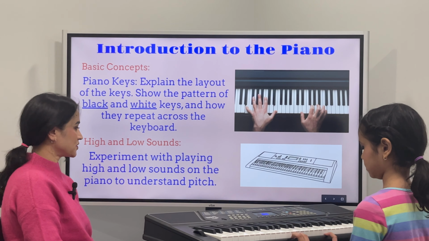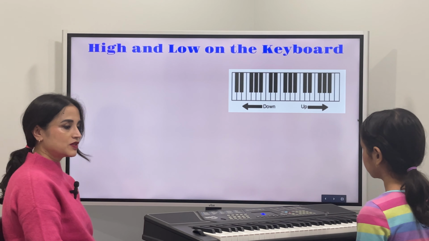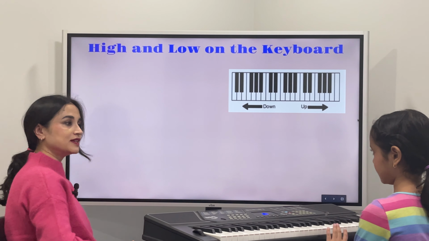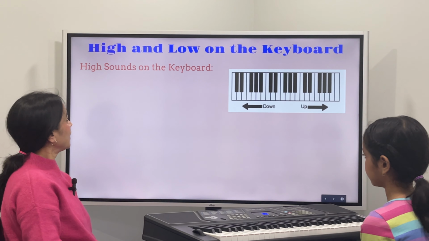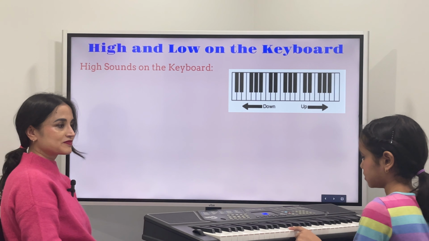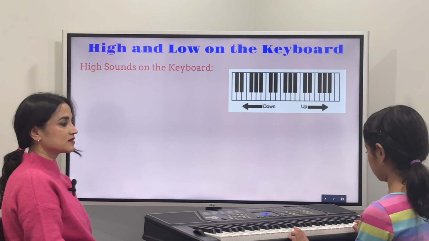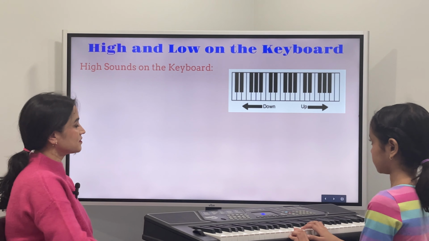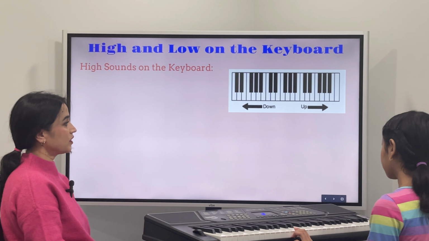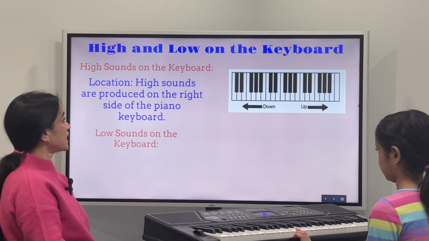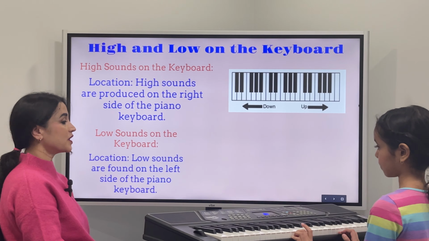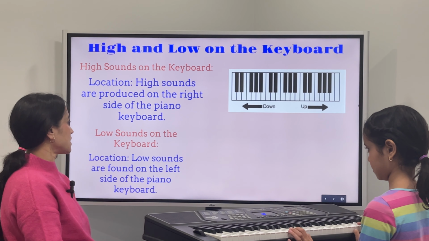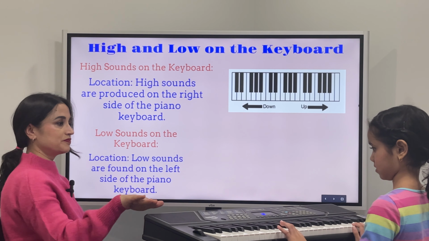So we're going to talk about the next slide: high and low on the keyboard. You already explained that this side is a lower sound and that side is higher. So let's see how it works. High sounds on the keyboard. Can you press it, please? Press more. So, location: high sounds are produced on the right side of the piano, and low sounds are on the left side of the keyboard.